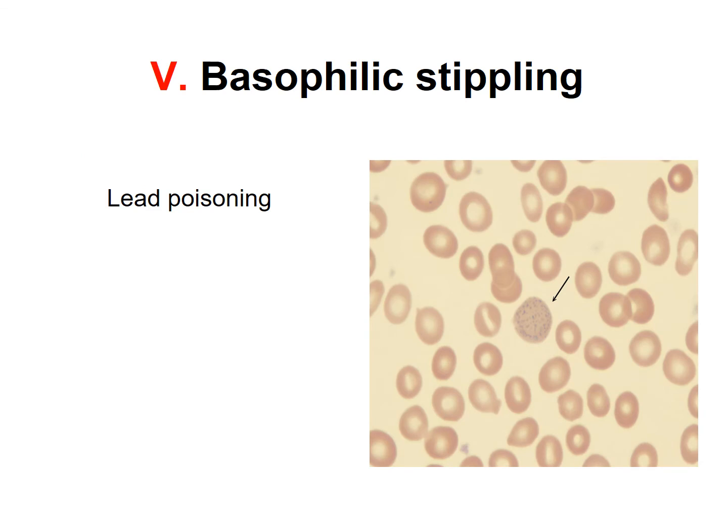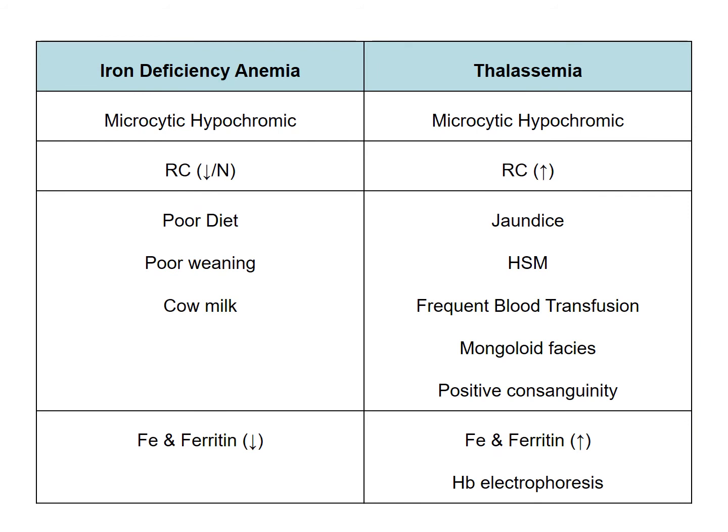One of the most common causes of microcytic hypochromic anemia is lead poisoning. And in lead poisoning, usually we have in the blood film what we call basophilic stippling. Whenever you have these basophilic stipplings in the blood film, you have to go further and do a serum lead to see whether we have lead poisoning or not.